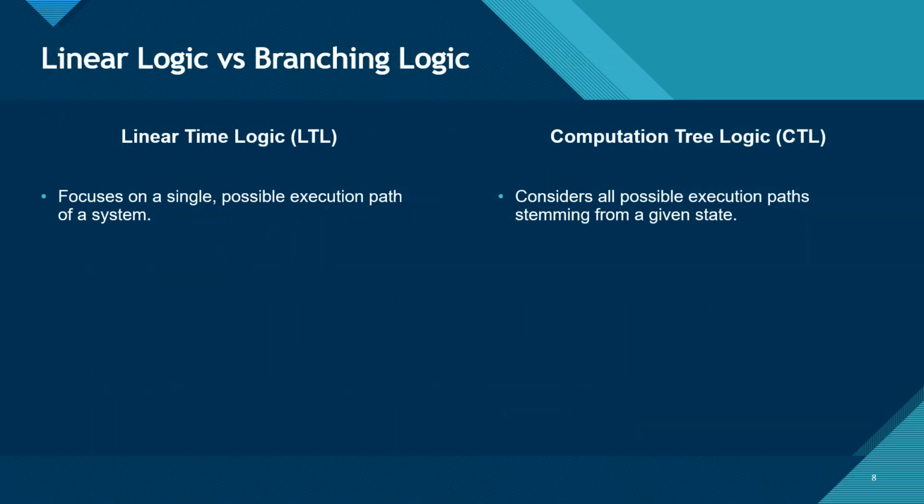There are 2 common methods for formal reasoning, specifically for model checking purposes: linear time logic and computation tree logic. Linear time logic focuses on a single possible execution path. Meanwhile, branching or computation tree logic considers all possible execution paths.